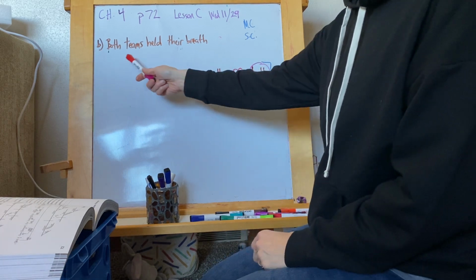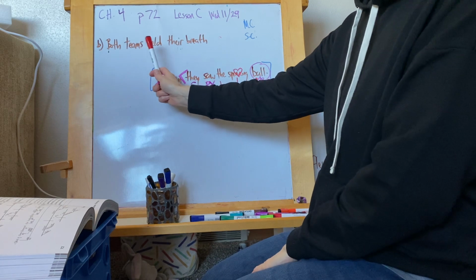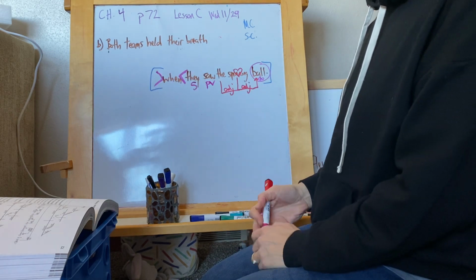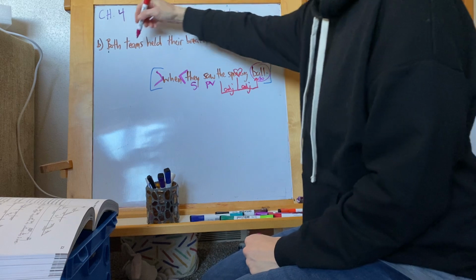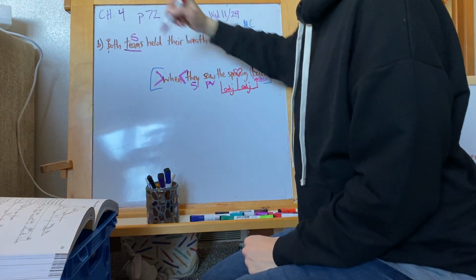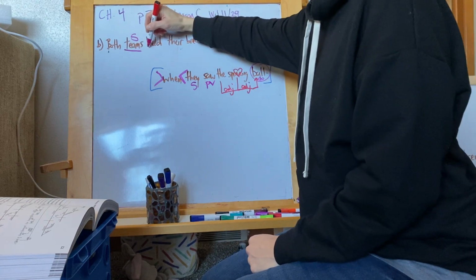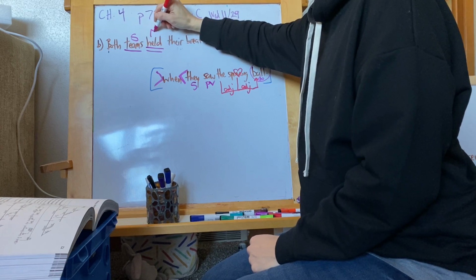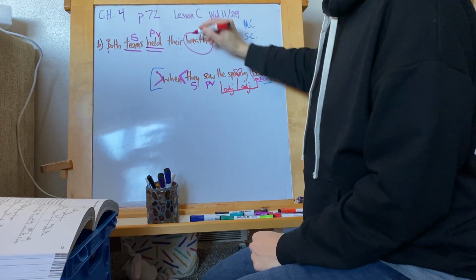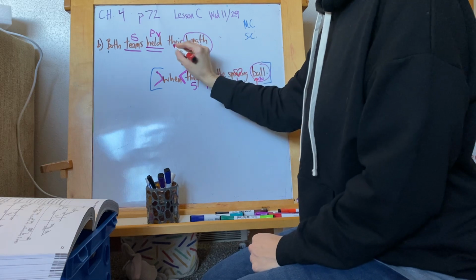Now, moving on to our main clause. Both teams held their breath. This sentence is about teams. And what did they do? They held. What did they hold? Their breath. Whose breath?